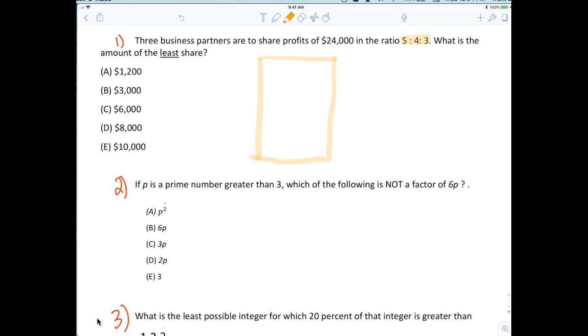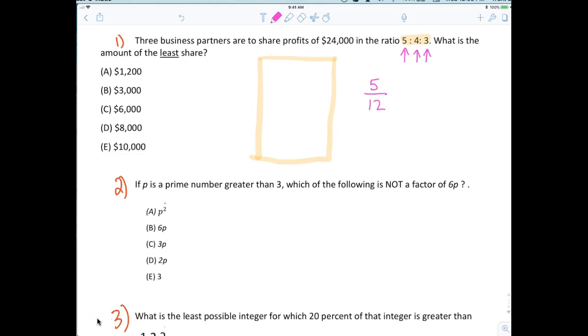Now, how many pieces are there all together? I think there are 12. Everybody's got to pay attention now. There are 12 pieces. And why do I say that? We say that because the first person has how many pieces? The second person has what? And the third person has what? 3. So the first person gets 5 out of what?